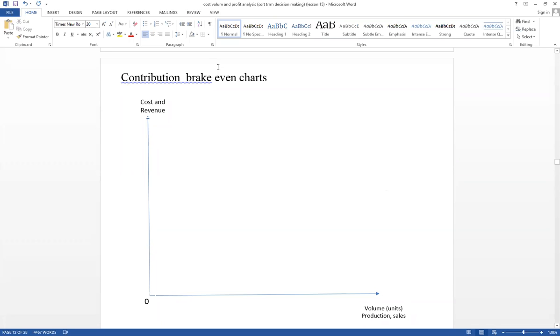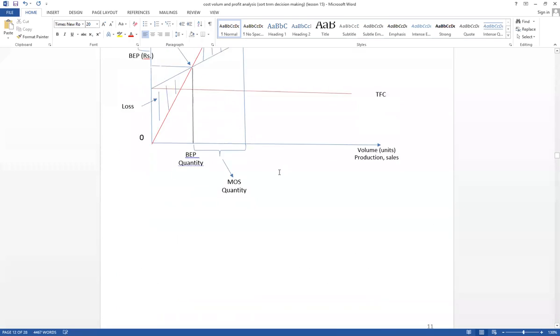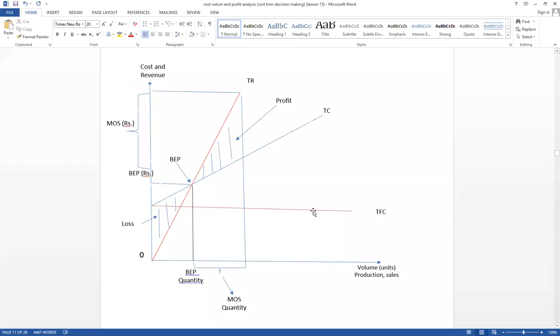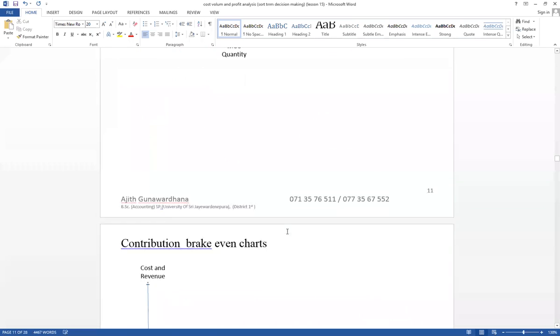Traditional contribution break-even point charts. Total revenue and total cost are available. Total fixed cost not available. That is the difference. The contribution break-even point chart does not give a total fixed cost line. Total variable cost line, total cost line, and total revenue are available. But in traditional break-even point charts, total fixed cost is also available. In the contribution break-even point charts, the total fixed cost line is not available. Right, this is the way you have to draw.